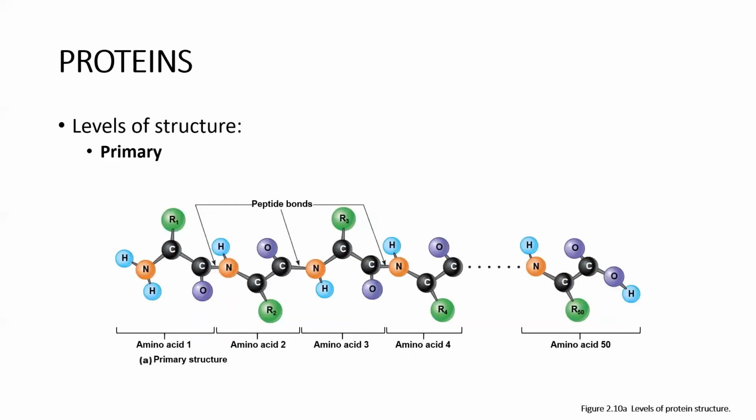Now, proteins have different levels of structure. So there are different layers to the structure of a protein. We've got the primary level structure. That's essentially what we just described. The covalent bonds between one amino acid and another amino acid, which are synonymous with these peptide bonds that create this peptide chain or this protein chain. So that's the basic level of the protein structure.